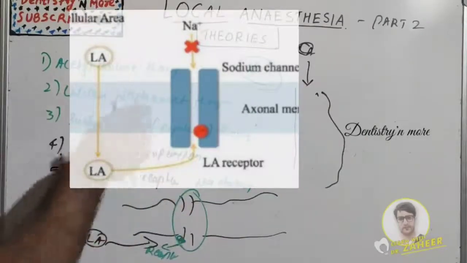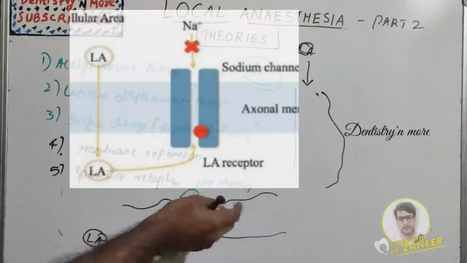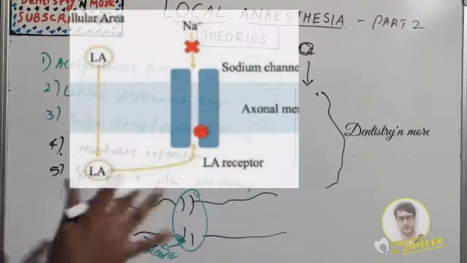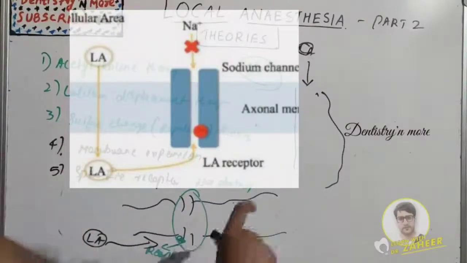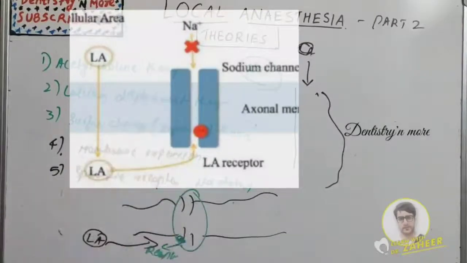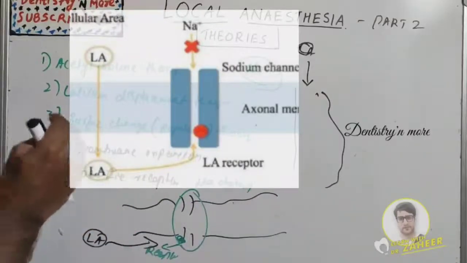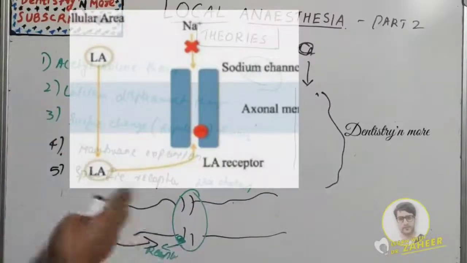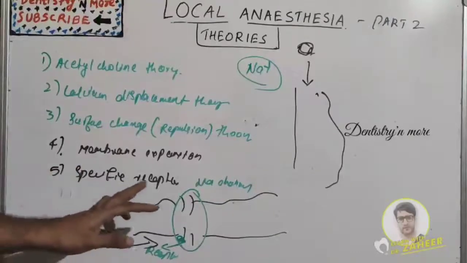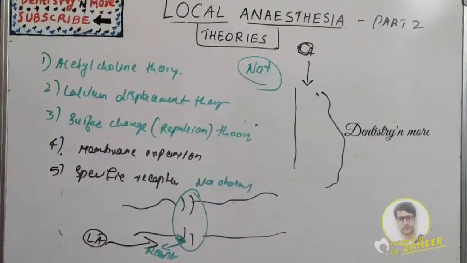Only when sodium ions enter the cell membrane does depolarization happen. What we want is prolonged repolarization. We don't want depolarization, we just want a continuous repolarization state. So it does not let the sodium ions enter the membrane. The permeability to sodium ions is decreased or eliminated and nerve conduction is interrupted. That is the mechanism, and this is the most acceptable one, the specific receptor theory. So we learned in this class about the theories: acetylcholine, calcium displacement, surface charge, membrane expansion, and the most acceptable one, the specific receptor theory.